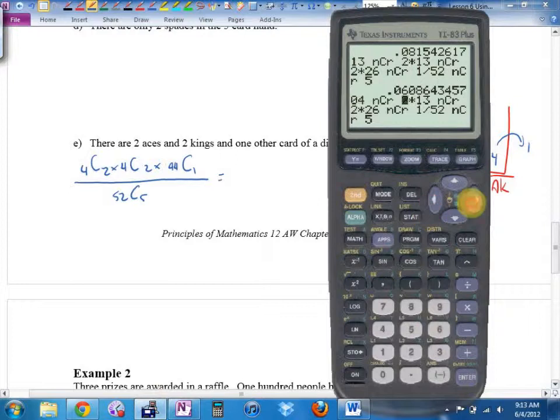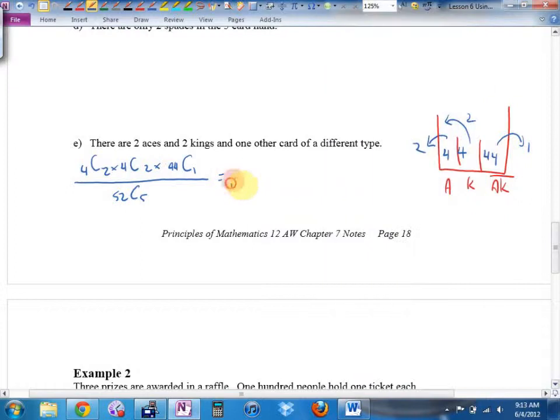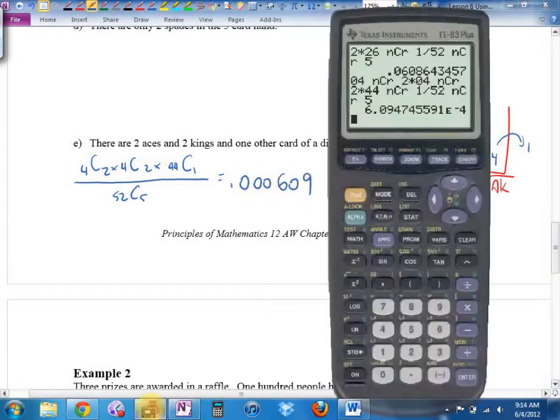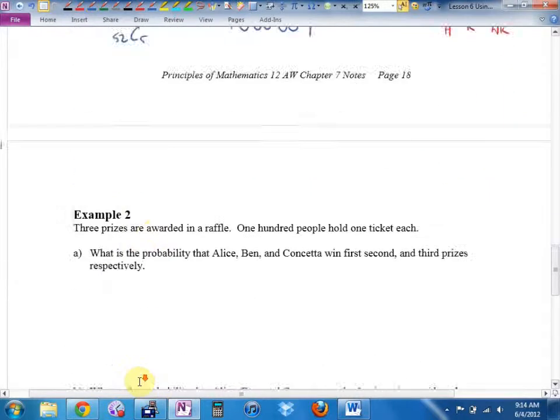4 choose 2, 4 choose 2, 44 choose 1. Am I going to get an error here? I just might. You get 6.09 times 10 to the negative 4? That's better. It's a good hand, a good poker hand. Turn the page.